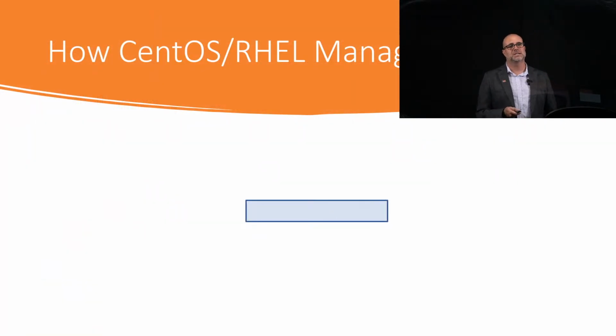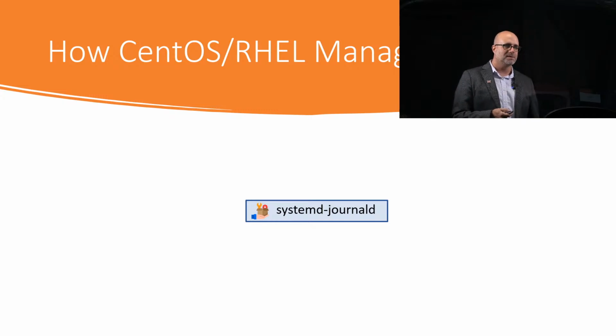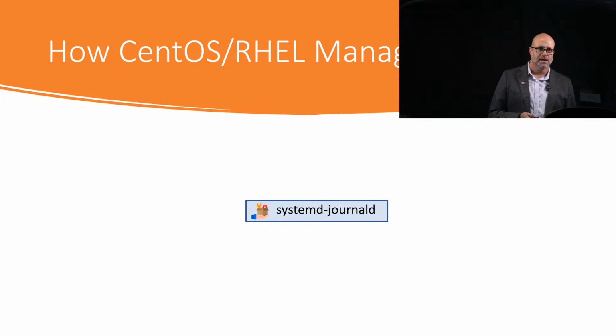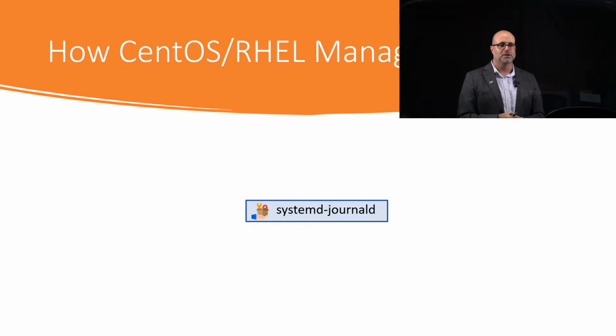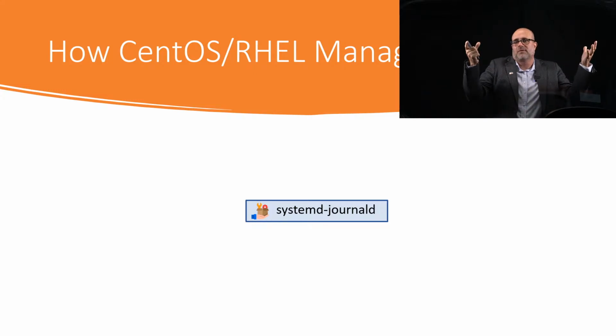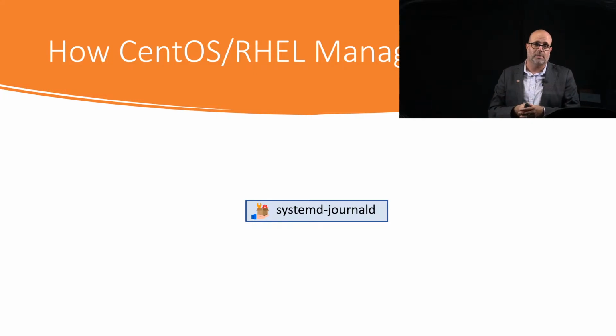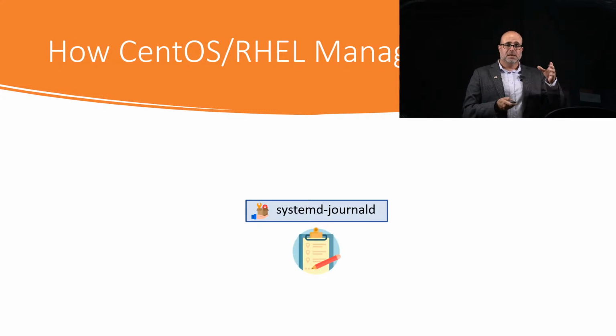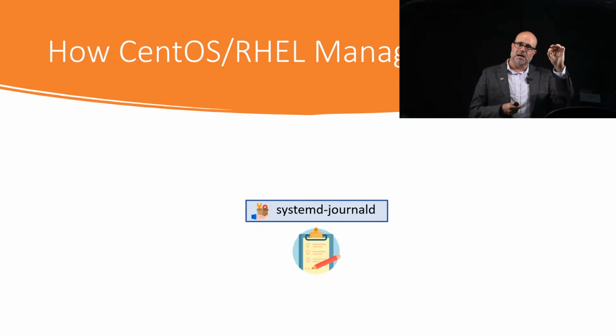How does CentOS and RHEL manage logs? Well, it has this systemd thing here. Systemd-journald, which basically means journald is controlled by systemd, which is the main process that boots all the services up and manages the heart, the core, of the new Linux operating systems. Systemd journald just keeps a journal of everything that's happening on the system. And that's kind of like what I'm trying to show here.